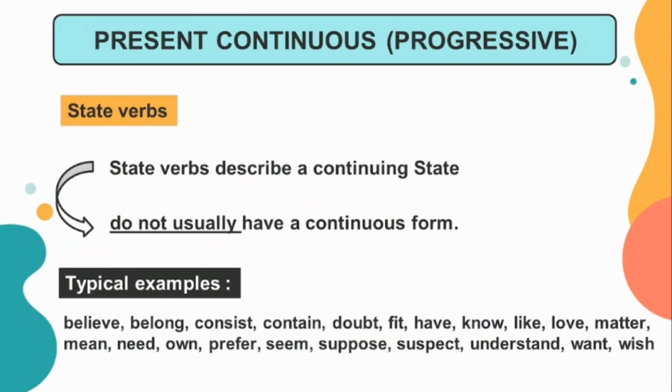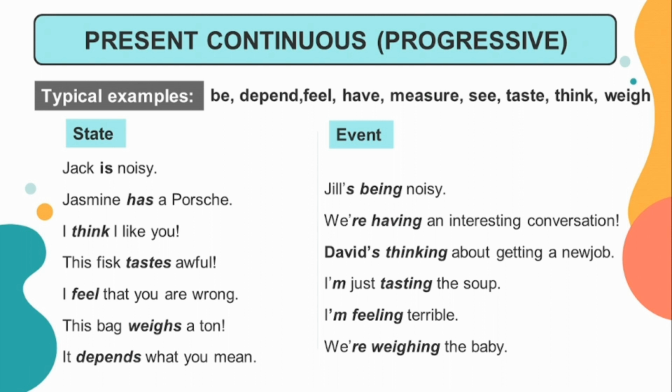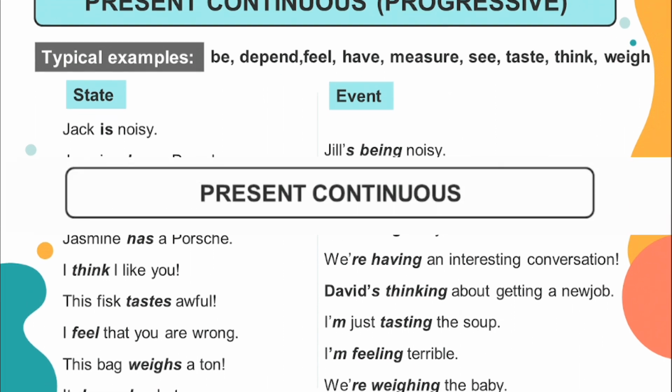Stative verbs are non-continuous verbs. We do not usually use them in continuous form. But sometimes a verb can be both stative and non-stative. For example, Zack is noisy, or Zack is being noisy. We can use these verbs both as state and event. It means the state is present simple and the event is continuous. We can apply this to other situations. That is present continuous. Now we continue with present perfect.